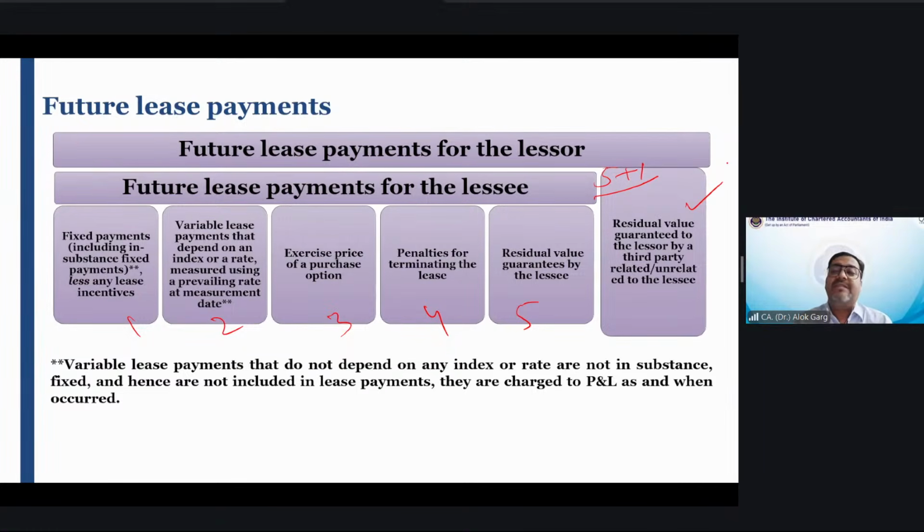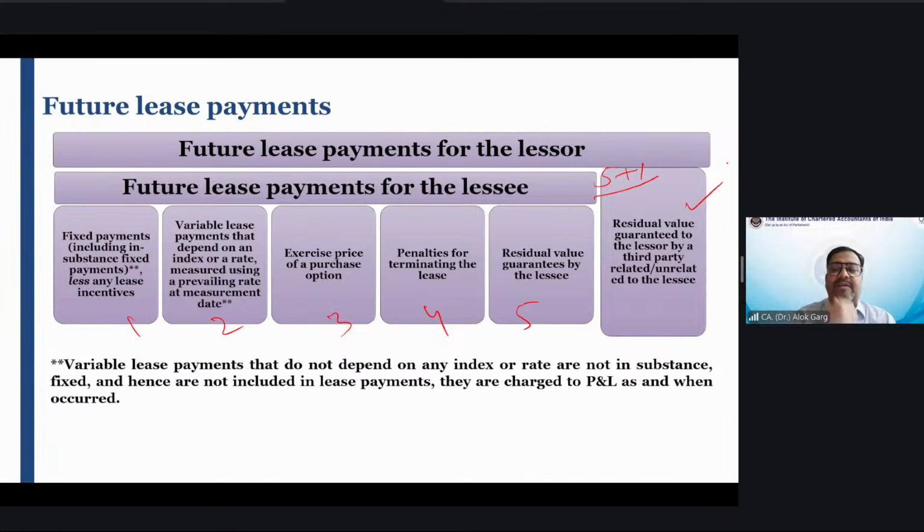In-substance fixed payment, what is meant by it? My dear friends, for example, a lessor has given a factory to the lessee, and the lessor has told that he will charge rental on the basis of production. But even if there is no production, he will charge the rental on the basis of a minimum production of 1 lakh units. So while the rental is on the basis of production, he says it doesn't matter whatever the production is, even if it is zero production, even if it is nil production, he will charge for a minimum quantity of 1 lakh. Okay.